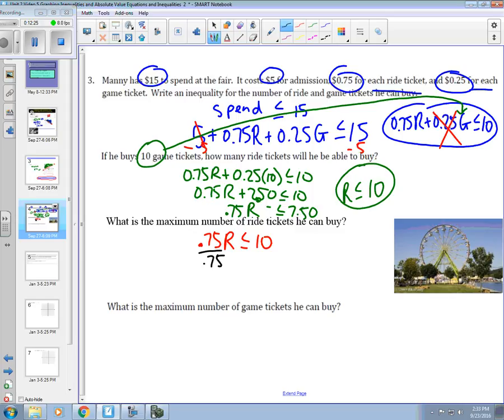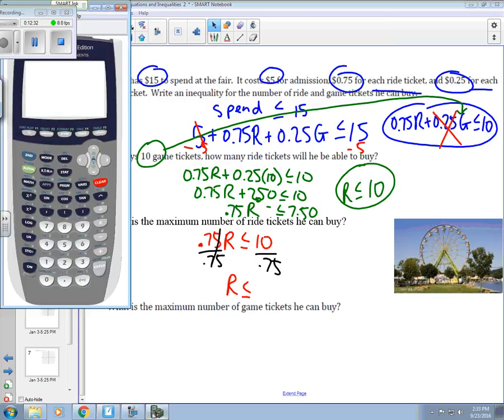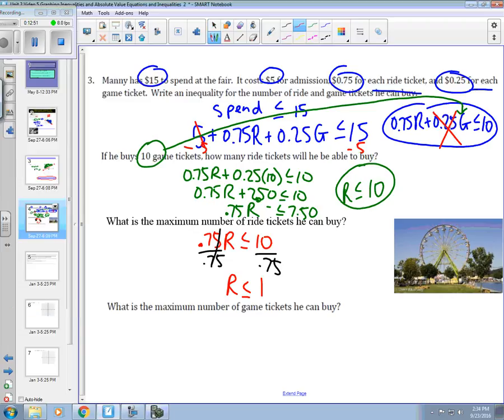So if we divide by 0.75, how many can he go on? It looks like the rides would have to be less than or equal to, let's divide that out and see, 10 divided by 0.75. And it looks like you can go on, well, 13.3 rides. Well, obviously you can't go on 0.3 of a ride. I don't think they're going to let you do that. So probably the most rides would be 13. Since you can't do 0.3 of a ride, 13 would be the most.